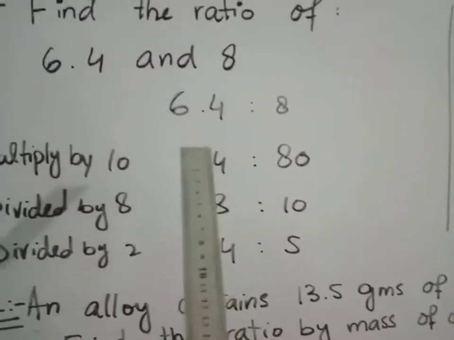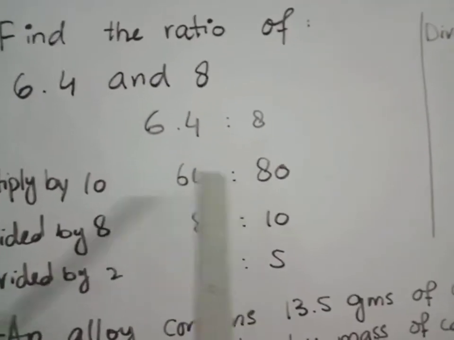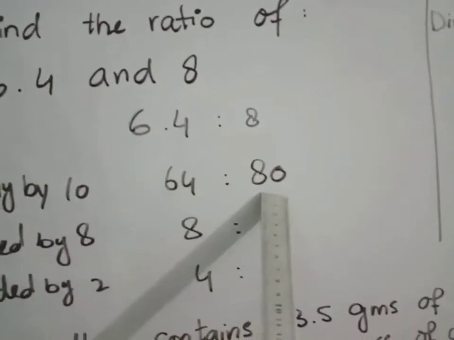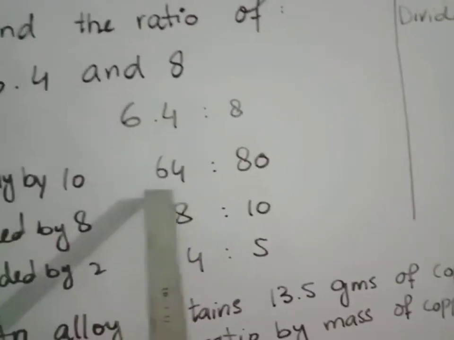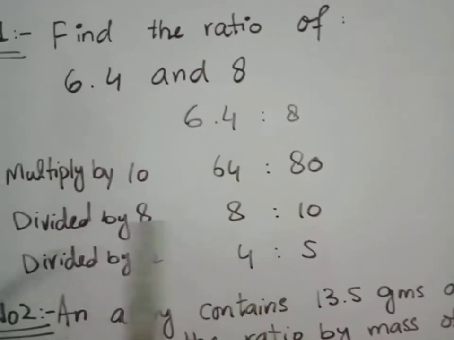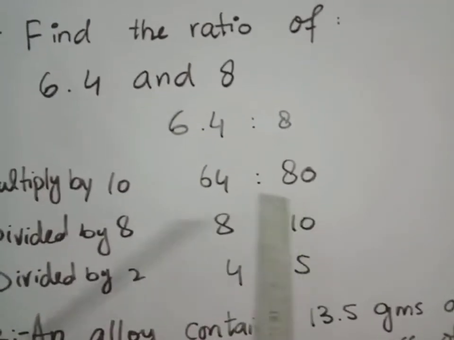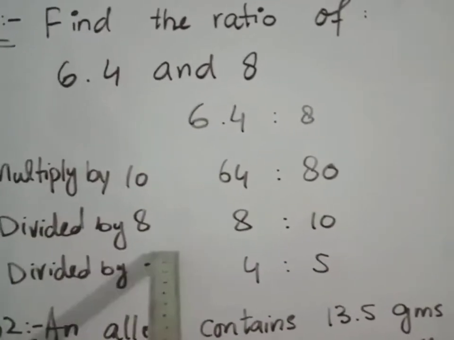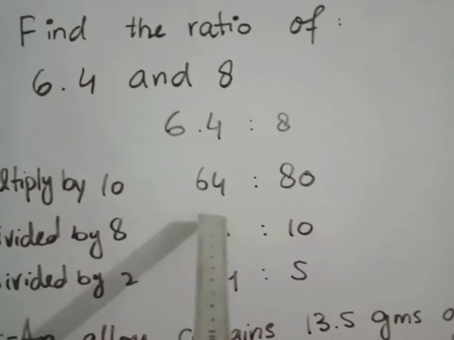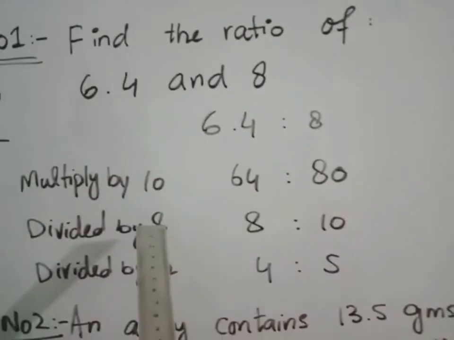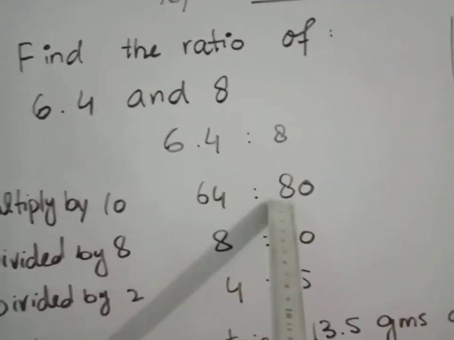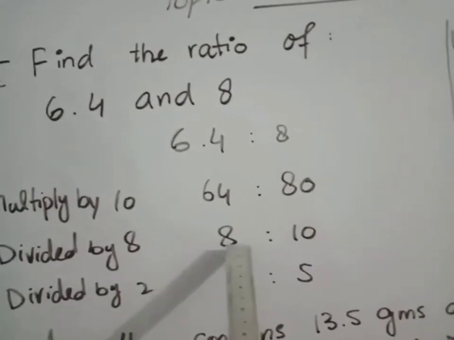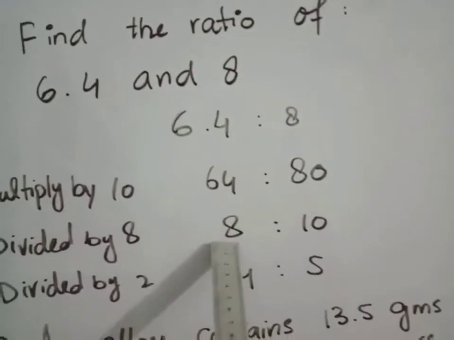Now we have the ratio 64 ratio 80. So which table is common, which divides these two values? This is 8. You will divide it by 8. 8 8s are 64 and 8 10s are 80. These two numbers are divided by 8.